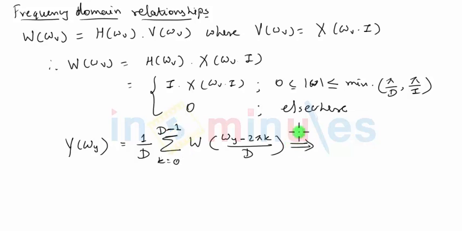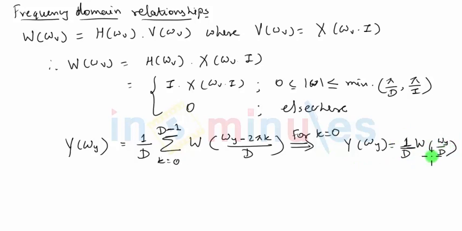So I will only evaluate this for k equal to 0, simply assuming that no aliasing is taking place. So for k equal to 0, Y of omega y will be equal to 1 by d. If I put k equal to 0, it is W of omega y by d. So this is what we get, and the remaining spectrum will not be occurring because we only consider one spectrum, which represents the actual spectrum due to the decimation.